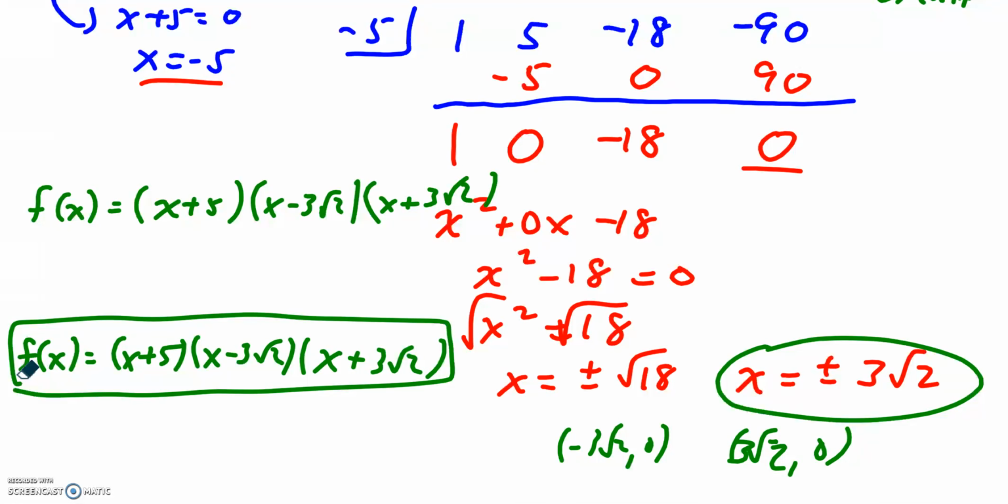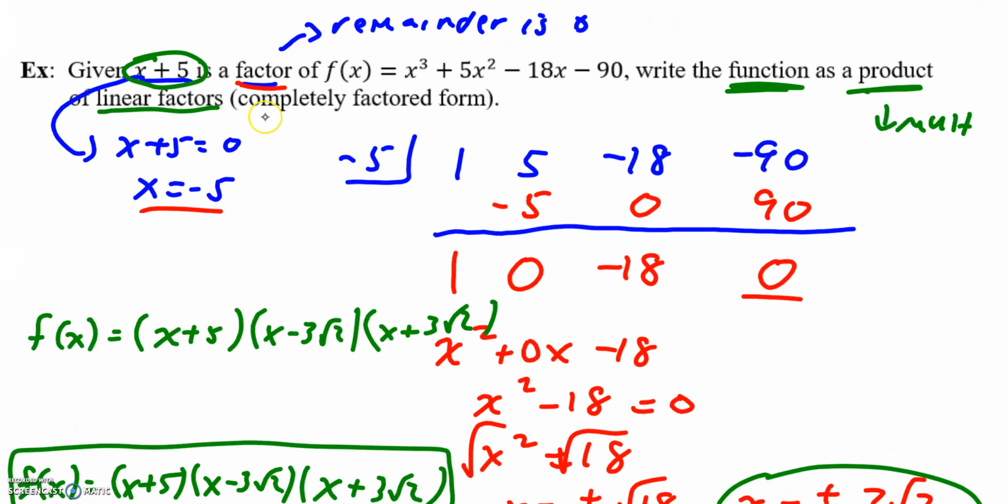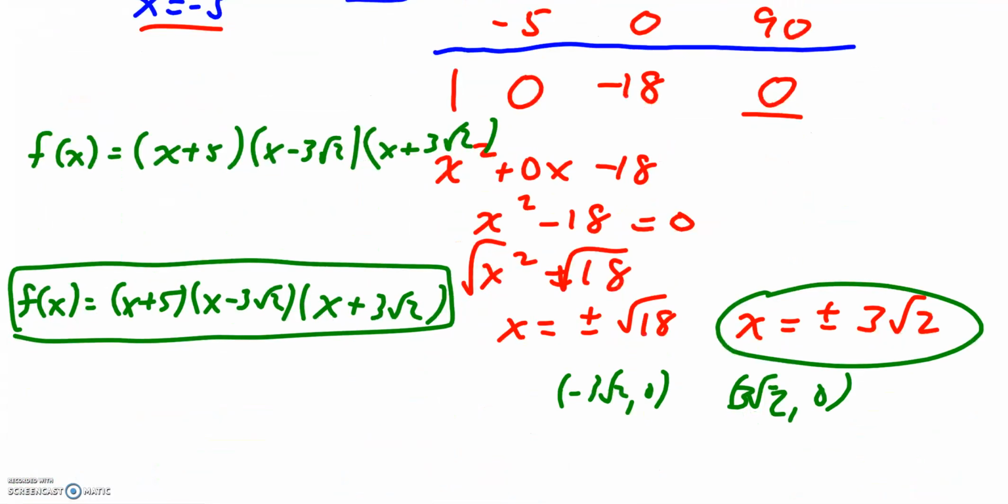Now, yes, I could multiply this out completely, but if I would like, as the directions say, completely factored form, it would be too much work to actually go ahead and FOIL. So there's my final answer.